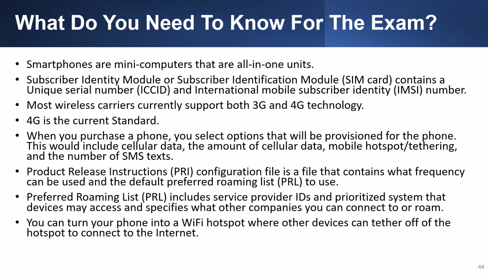Preferred roaming list, or PRL, includes service provider IDs and prioritized systems that devices may access and specifies what other companies you can connect to or roam. You can turn your phone into a Wi-Fi hotspot where other devices can tether off of the hotspot to connect to the internet.